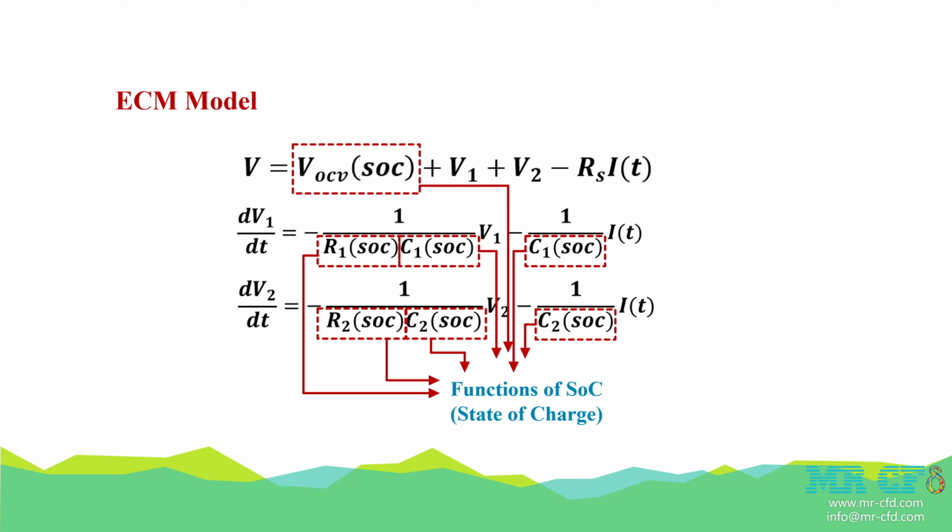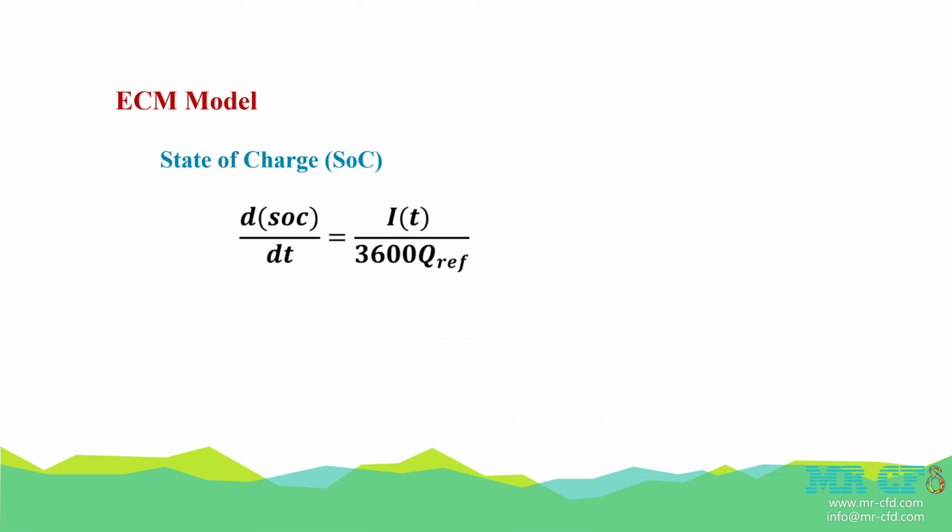Note that for a given battery, the open circuit voltage, the resistance of the resistors, and the capacitance of the capacitors are a function of the state of charge, called SOC. The state of charge, or SOC, indicates the ratio of the available capacity to the total capacity of the battery. It means when the battery is being charged, it is the percentage of energy stored in the battery to the total capacity. So SOC is always between 0 and 1. 1 indicates a full charge, and 0 indicates a full discharge of the battery.